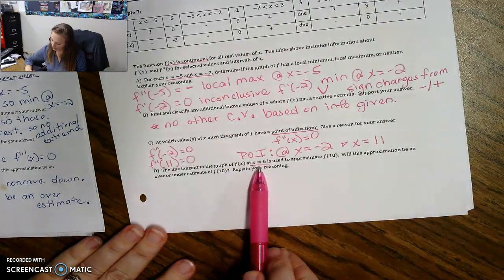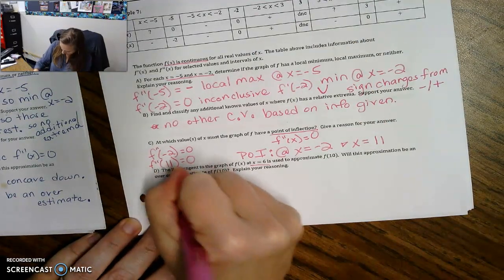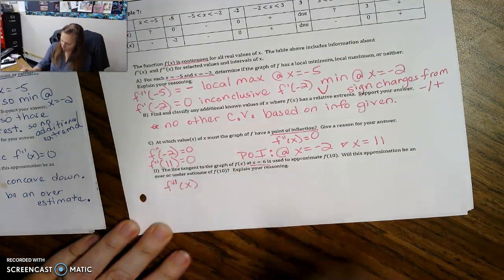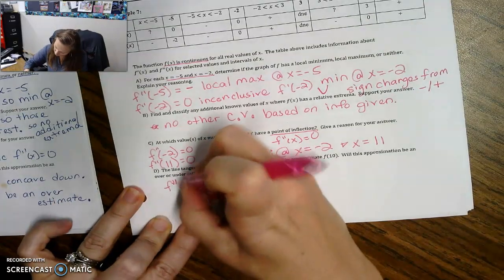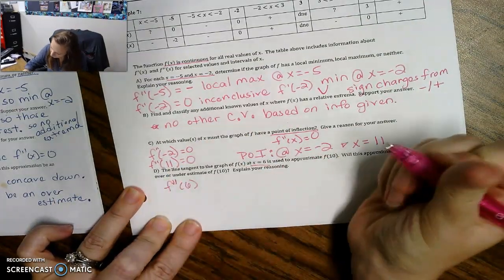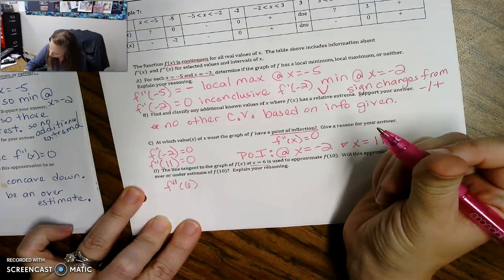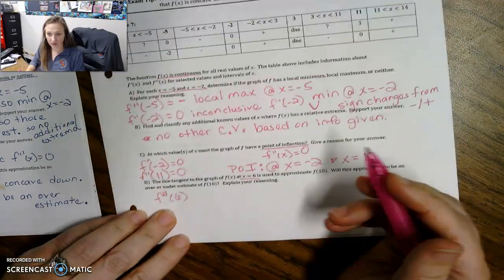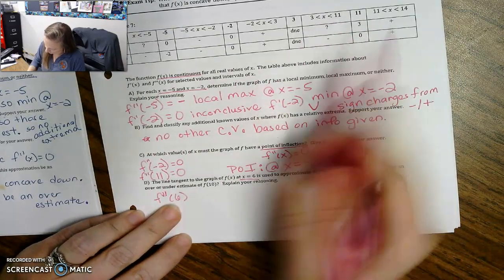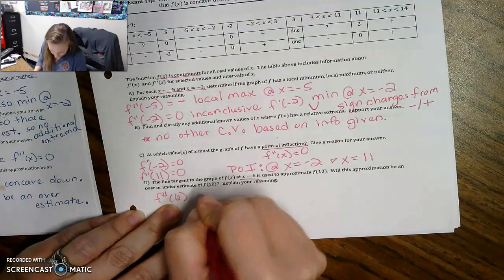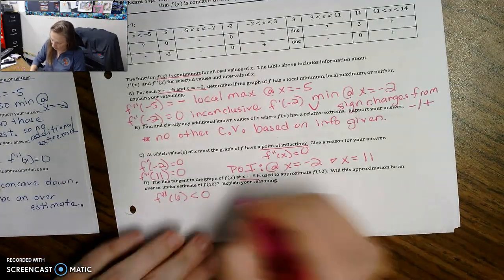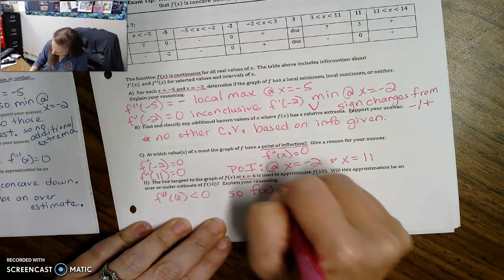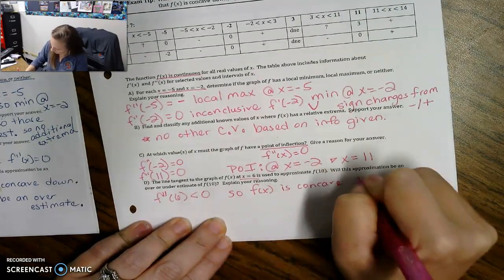So what I want to do is at 6, looking at the double prime, because the double prime helps me figure out concavity, is it greater than 0 or less than 0? So I'm going to look at 6. Okay, so 6 falls in this range right here, which is negative, so that's less than 0. So since it's less than 0, it's going to be concave down. So f of x is concave down.